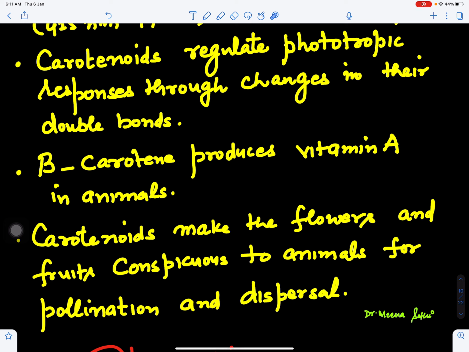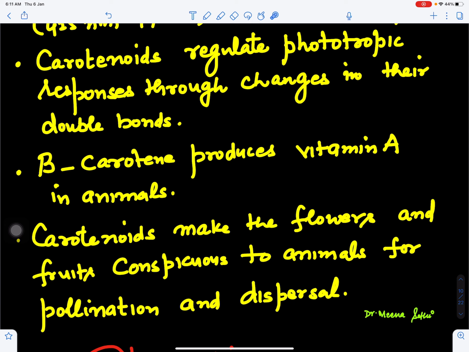Now carotenoids give plants colors like yellow and orange. That will give a conspicuous color to the flowers. And butterflies, wasps and ants, or animals, get attracted to these colorful flowers, and they will come and help in pollination and dispersal.